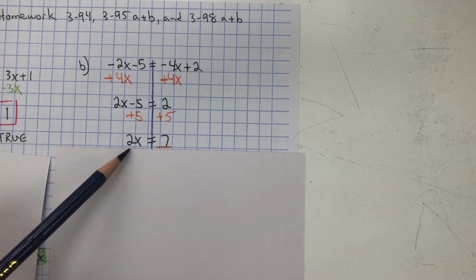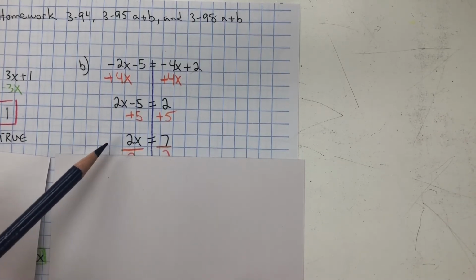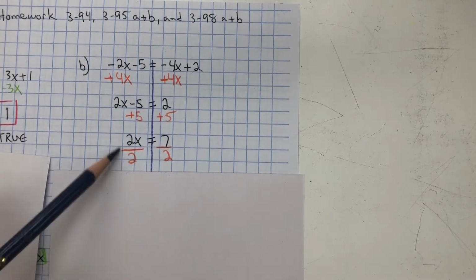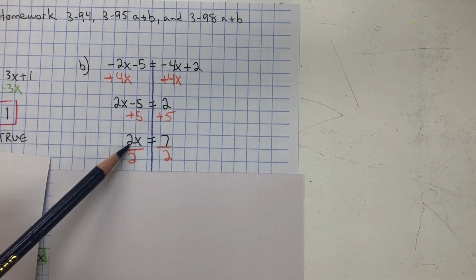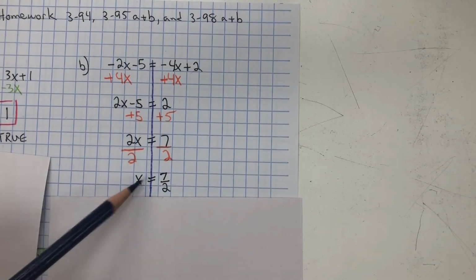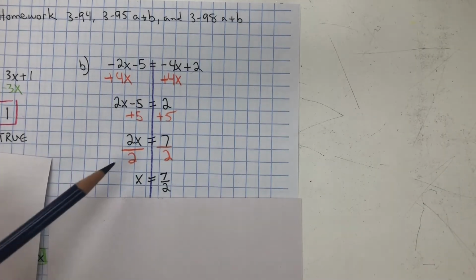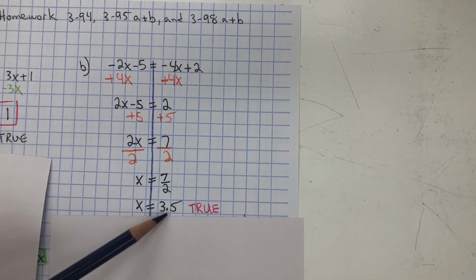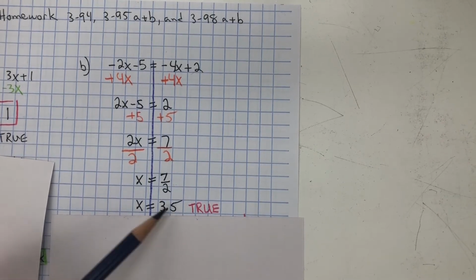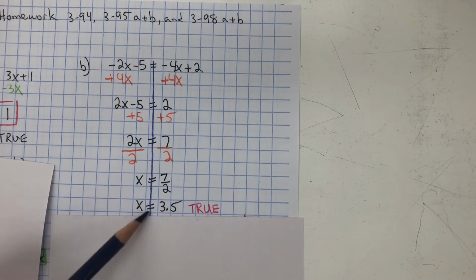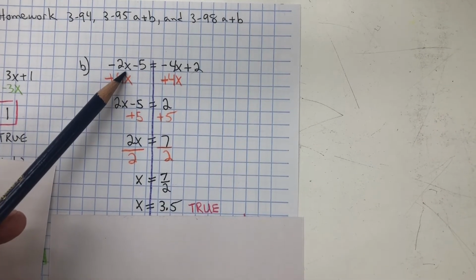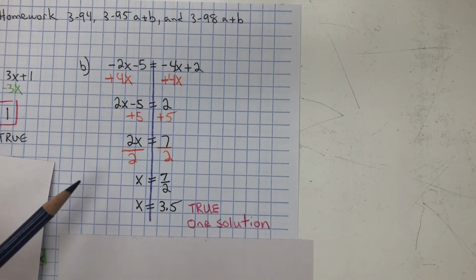This is multiplication. Inverse property of multiplication is division, so we divide both sides by 2. That gives us the giant 1, which is the identity property of multiplication. 1 multiplied by x is x, and x equals 7 halves. X equals 3 and 1/2, which is true. So this is the only value that could make this equation true. So there's one solution.